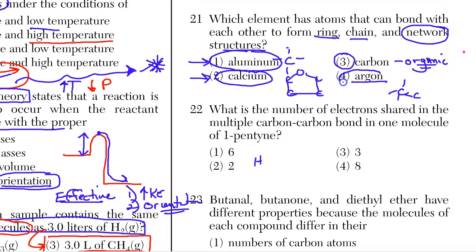They're screaming to you. These are all elements. Argon doesn't bond with anything. Calcium's a metal. It makes metallic bonds with itself. Same thing with aluminum.